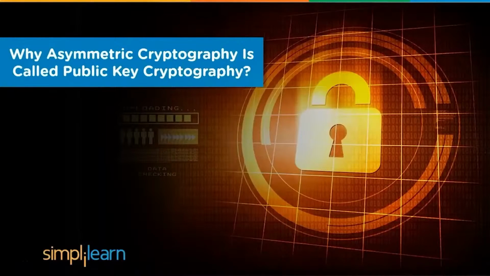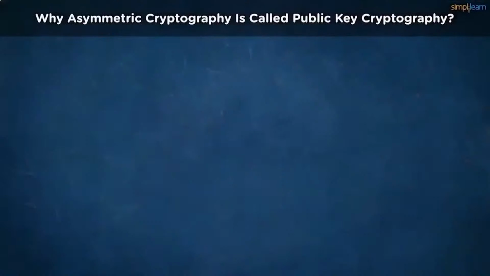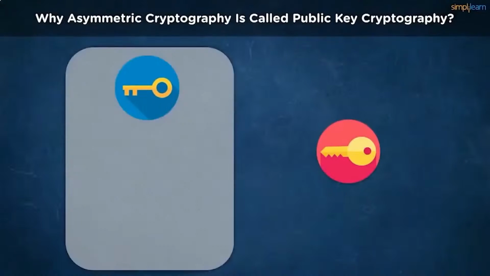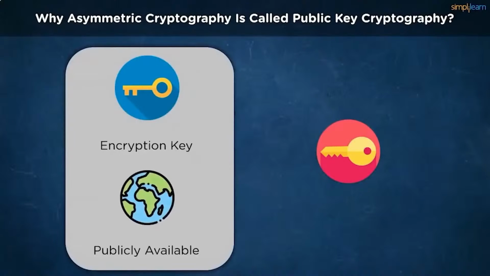You might remember us discussing why symmetric encryption was called private key cryptography. Let us understand why asymmetric falls under public key cryptography. We have two keys at our disposal. The encryption key is available to everyone. The decryption key is supposed to be private.